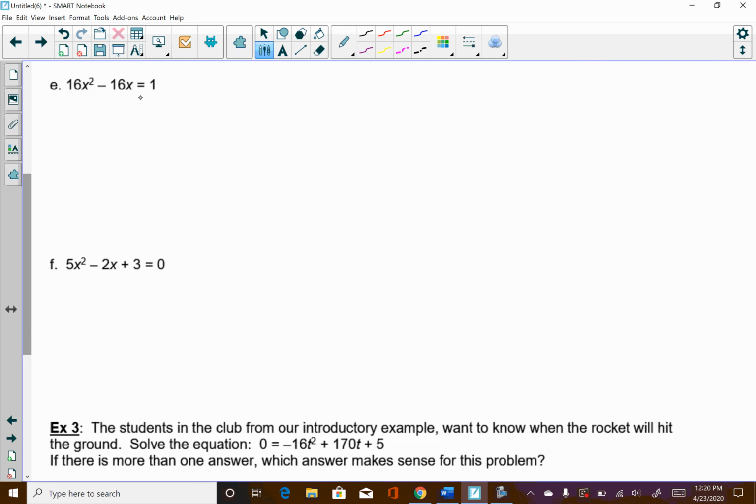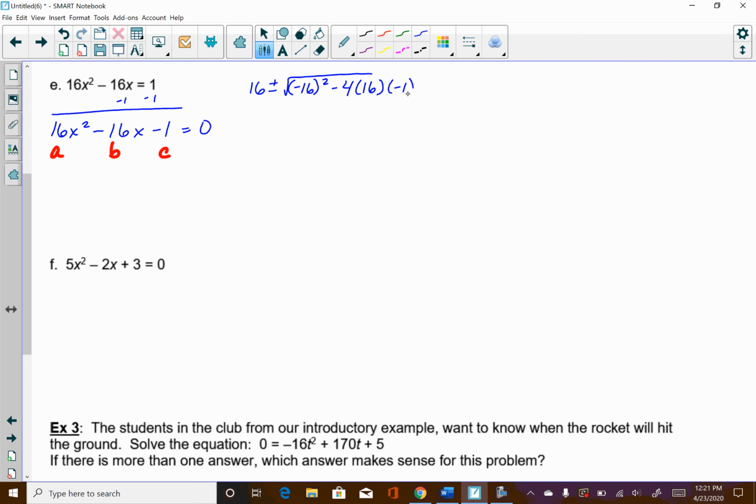In letter E, first thing again, I need to get it equal to 0, so I'm going to pull that 1 over. So do the opposite, subtract 1 from both sides. So I have 16x squared minus 16x minus 1 equals 0. So you've got your A, your B, and your C. You're ready for your quadratic formula. It says opposite B, so your B right now is -16, so the opposite of that would be +16, plus or minus the square root of B squared, so take that -16 and square it, minus 4 times A times C, all over 2A.